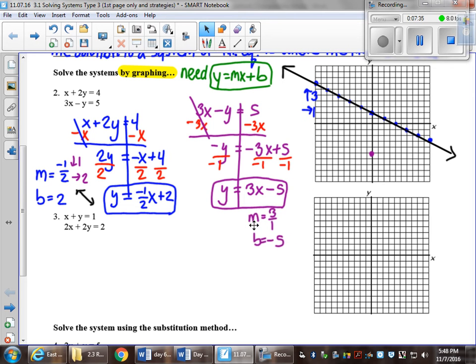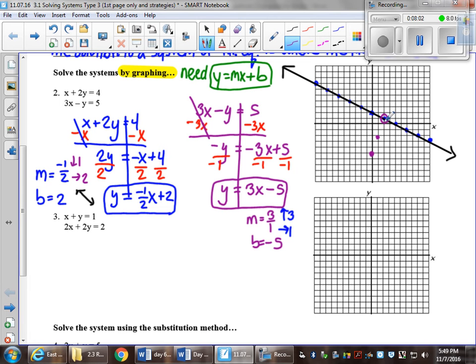I'm going to move this down here. I don't want us to confuse it with that line. So from negative 5, my y-intercept, I'm going to follow the directions from that slope. I'm going to count up 1, 2, 3, right 1. Up 1, 2, 3, right 1. There's my point of intersection.